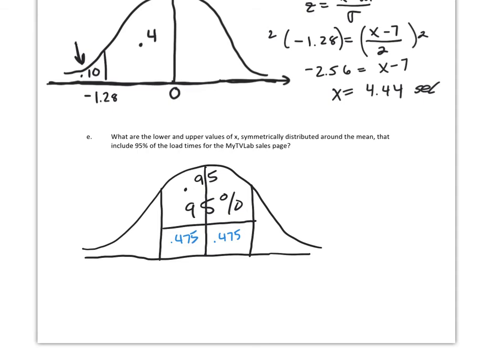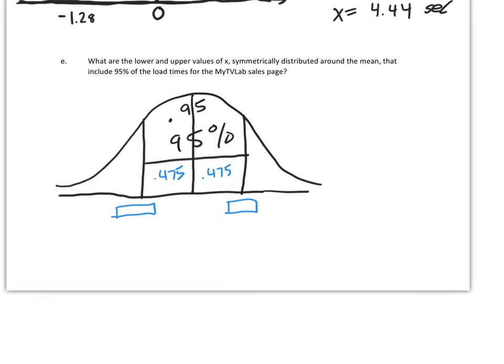So we're trying to find this z. And of course, this will be the same z, except it'll be negative. And then we're going to convert that to an x. So let's go back to our table. So this is positive 1.96, and this is negative 1.96. So let's convert both of those to x's.